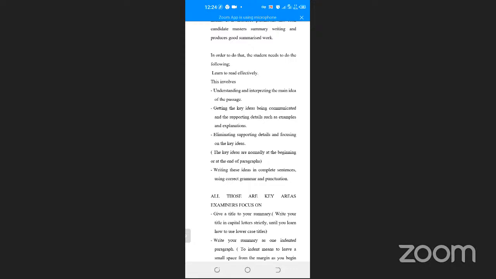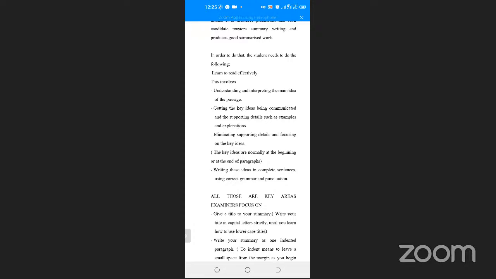Okay. So writing these ideas in complete sentences, that is one. When you have extracted the main ideas from the passage or from the story or from the speech or from a news bulletin, you should write them in a complete sentence. And two, use correct grammar. And finally, punctuate them properly. So we all know that, I don't know whether members know how many points are supposed to be in a sentence, and how many commas are supposed to be there, and how many conjunctions are supposed to be there. Please, you can type your answers in the chat.